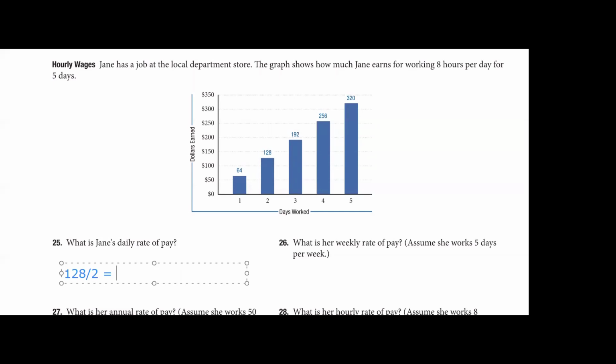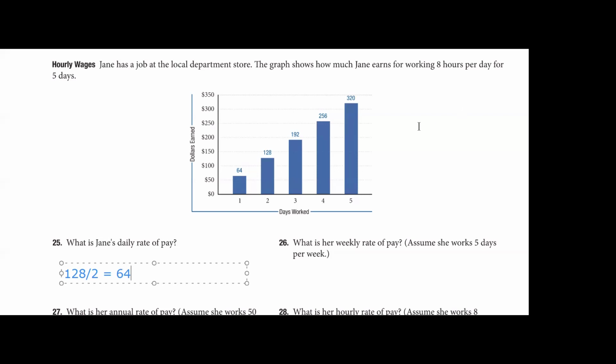2 into 12 is 6 times. And then you bring down the 8. 2 into 8 is 4 times. Right, 64. So when she worked 2 days, she got $128, and if we do 128 over 2, we get 64. So that was $64 for each of the 2 days, wasn't it? So it's still $64 per day, right?